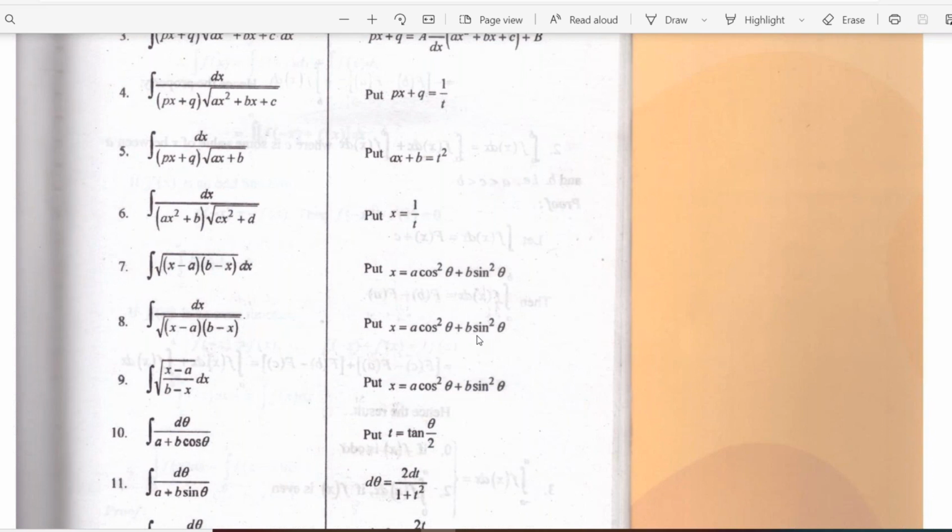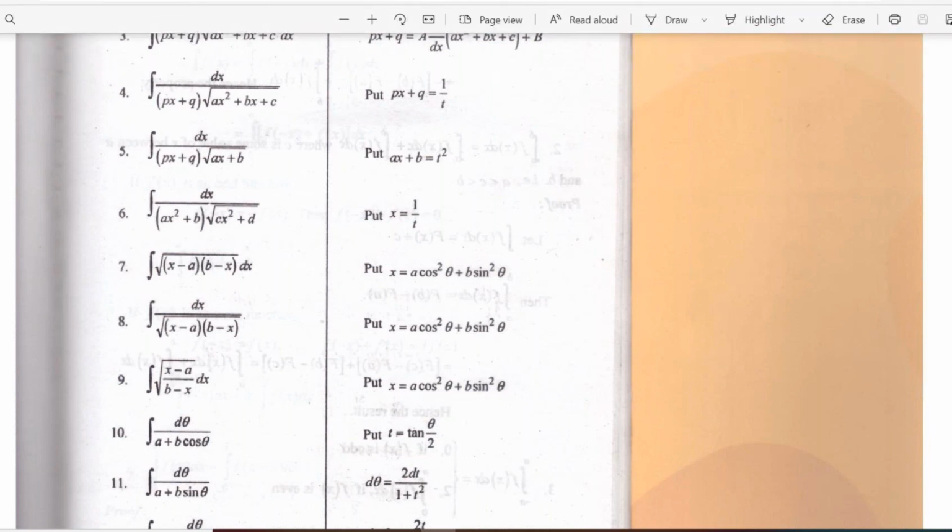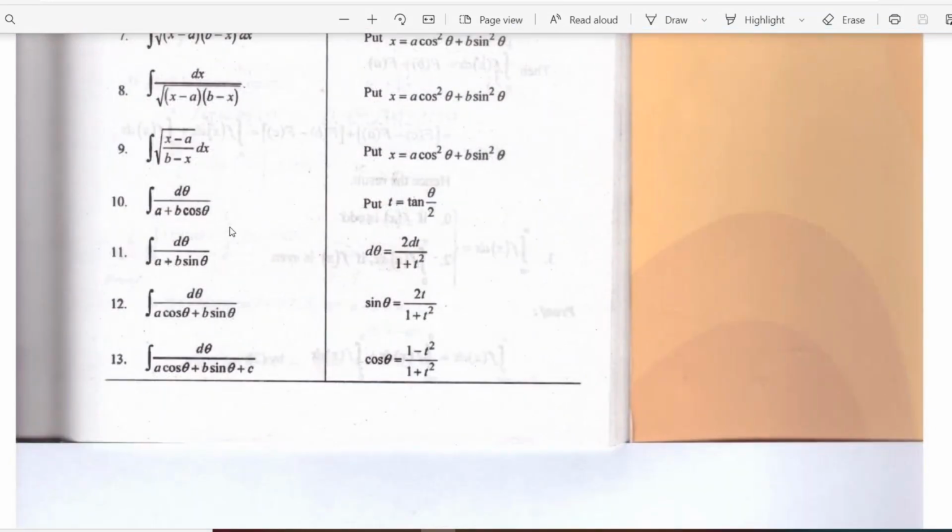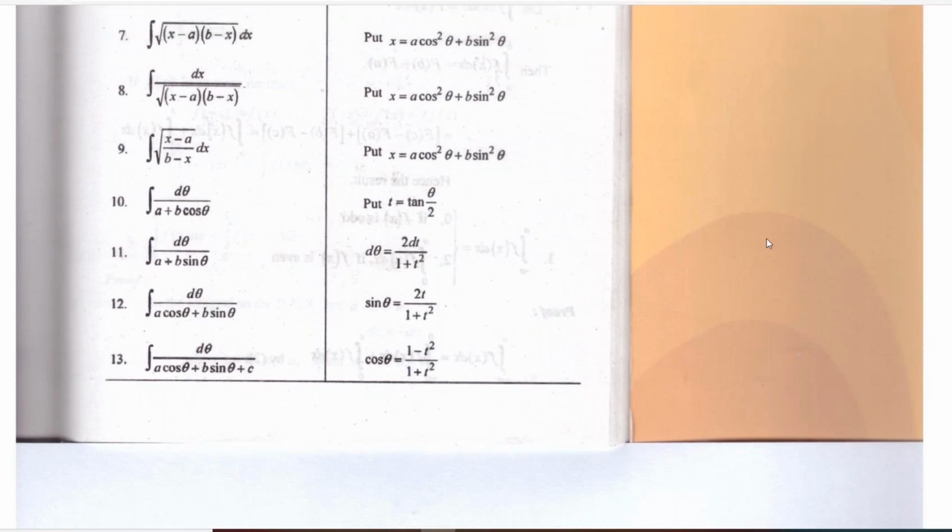Then the next type is integral 1 over square root of (x minus a) into (b minus x) dx. For this type also we are using the same substitution, x equals a cos square theta plus b sin square theta. Or if it is alpha and beta, then alpha cos square theta plus beta sin square theta. Then the last one is square root of (x minus alpha) by (beta minus x), or (x minus a) by (b minus x), dx. For this type also we are using the same substitution. These steps we have to discuss.